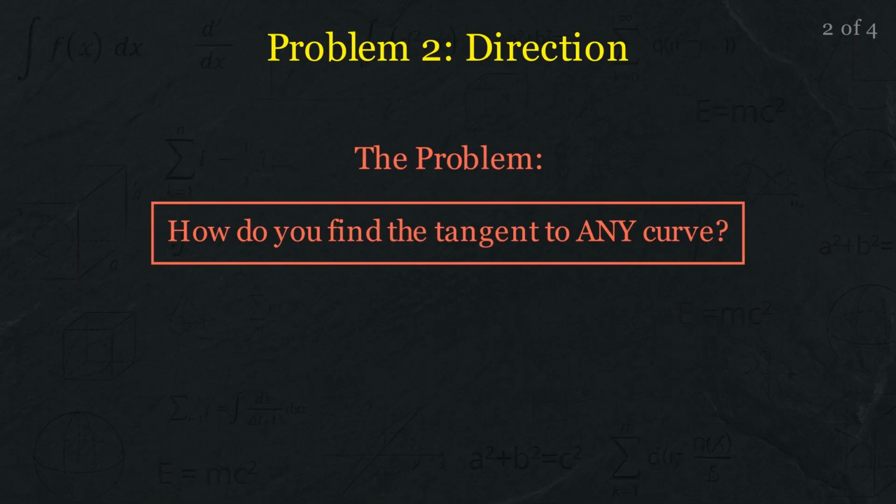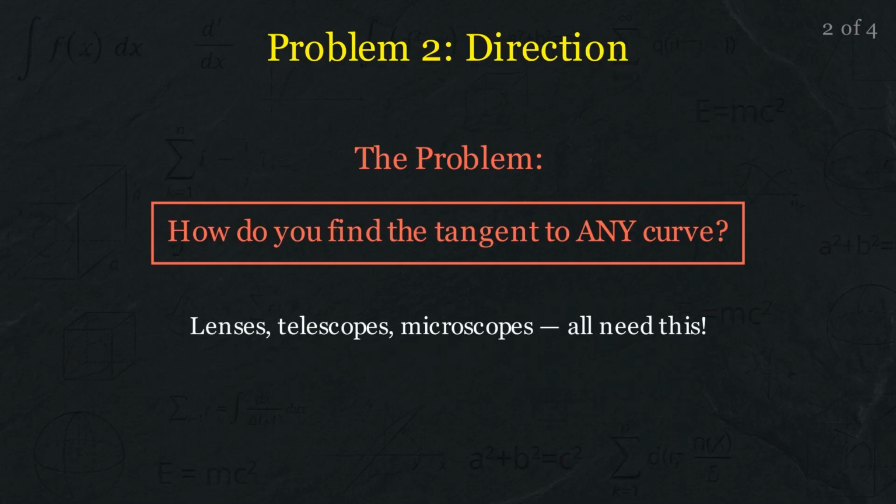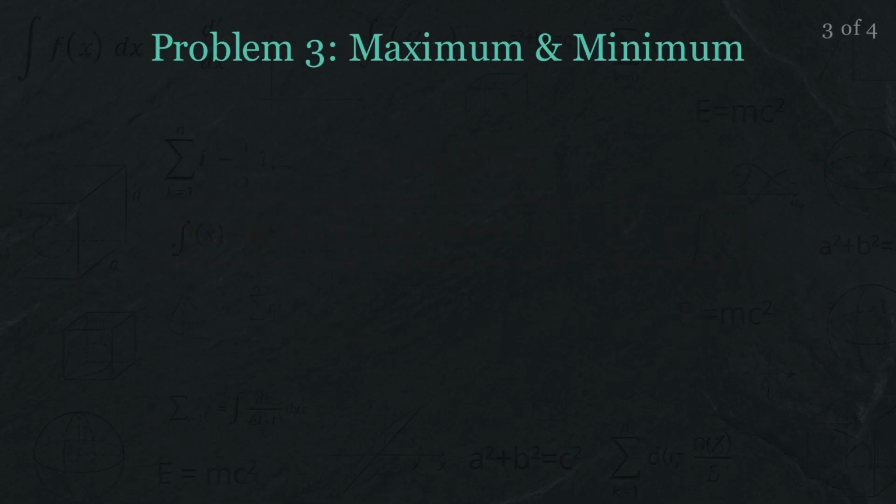This wasn't just abstract mathematics. The invention of the telescope and microscope in that century depended on understanding how light rays bend through lenses. And that required knowing the tangent to curved surfaces. This was problem 2. Problem 3, maximum and minimum.